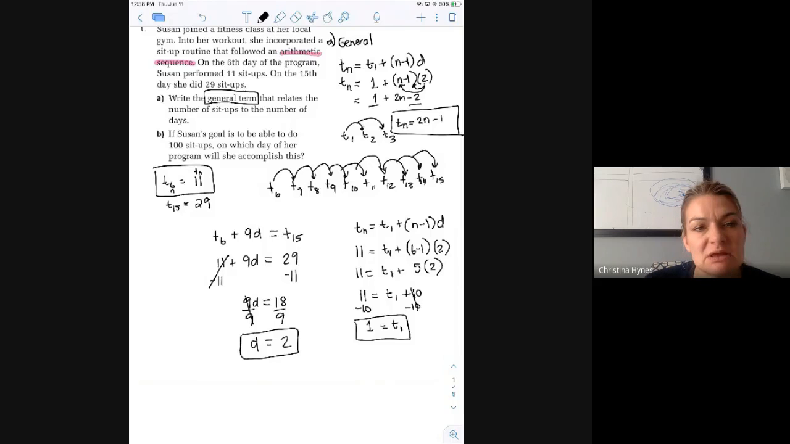So this can be used to solve for, let's say you wanted to know how many sit-ups they did on the 20th day, how many sit-ups they did on the 50th day. So you could use this general term equation to solve for anything.